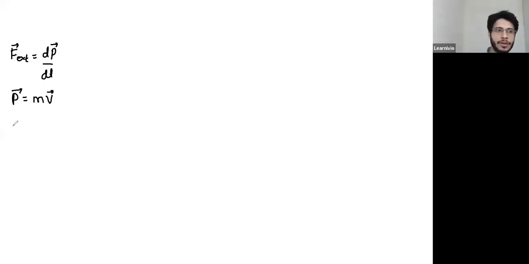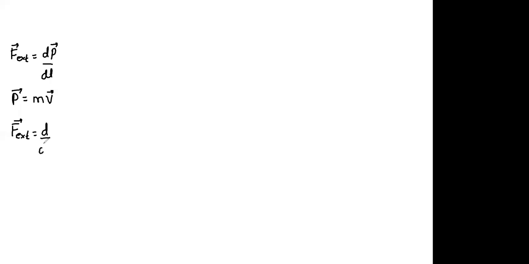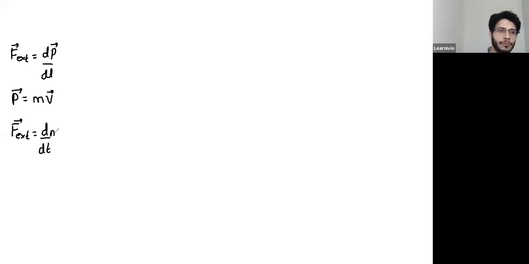So in this expression, F external is d over dt of p. What is p here? How much is p? Momentum. And the formula for momentum? mv. So instead of p, I can substitute mv. If I substitute mv, then your F external comes out to be d over dt of mv.